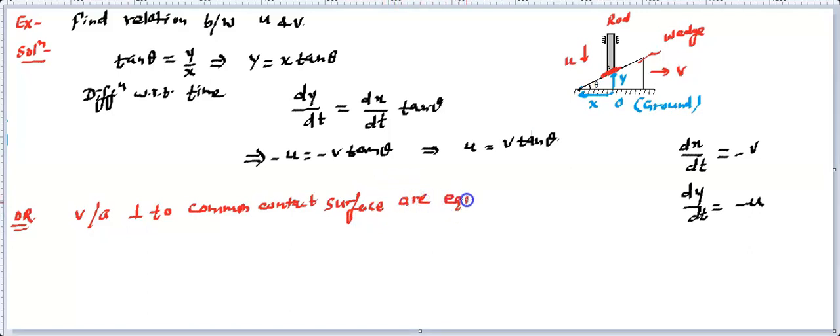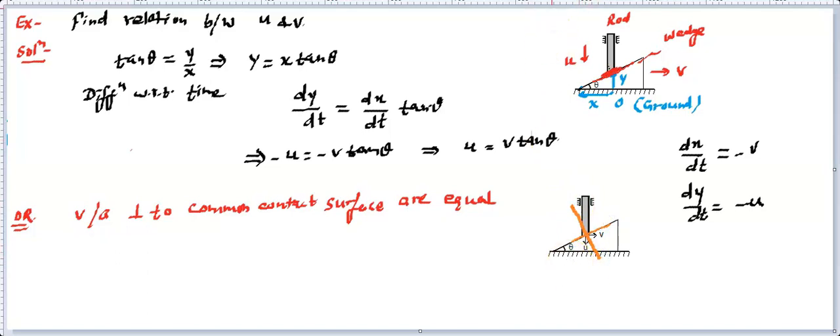Or you can say relatively there is no velocity and no acceleration perpendicular to the contact plane. Right. So let me draw another picture as well. So we can use this picture that has been drawn now, and in this picture u is indicated for the velocity of this rod, and v is indicated for the velocity of the wedge. And this is the common platform or common surface. This is the perpendicular for both of them.